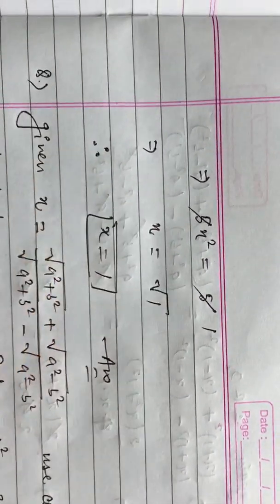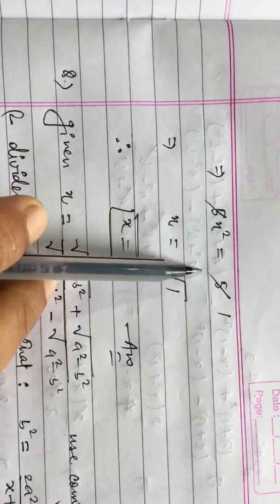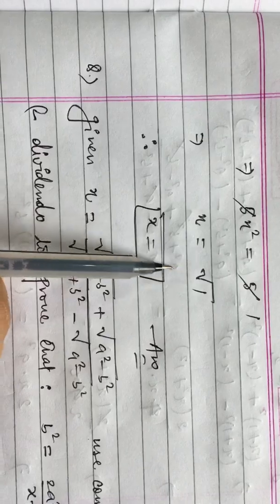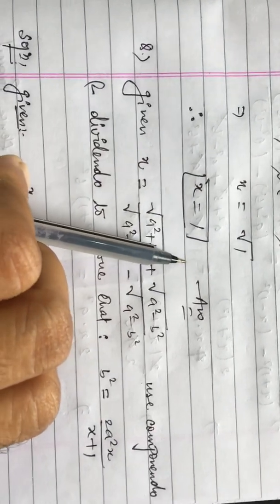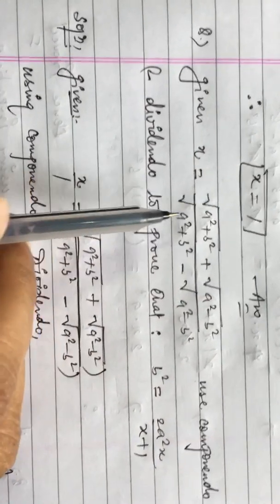5x square is equal to 5. 5 is cancelled. 5 ones are 5, and remove the square, take the square root, and the square root of 1 is 1. Hence x equals 1. See one more question.